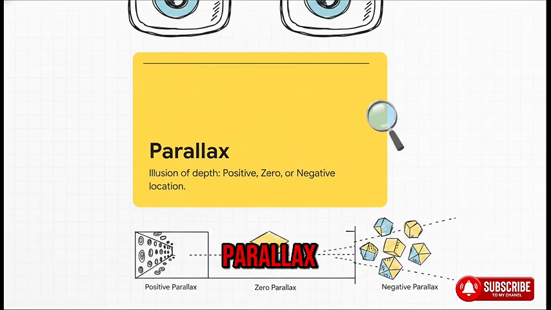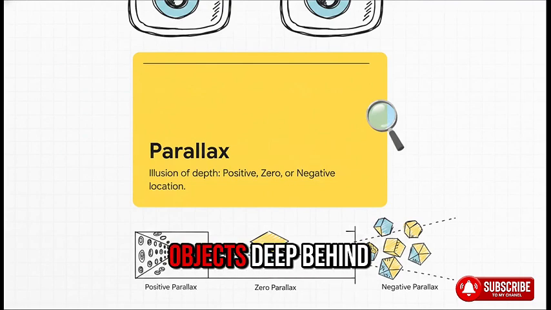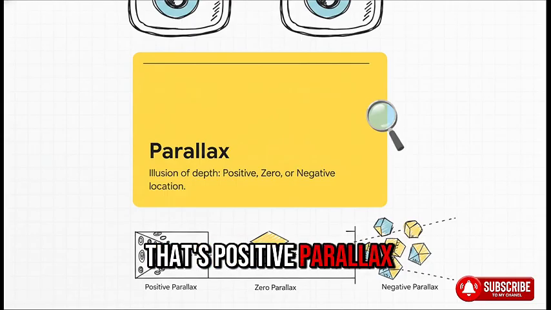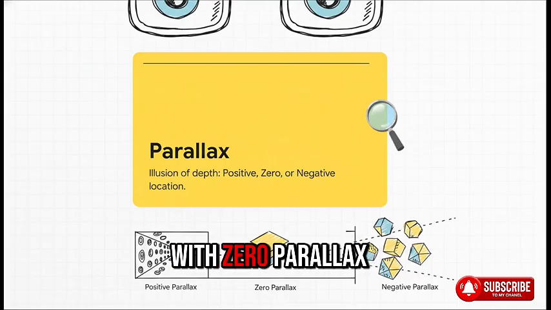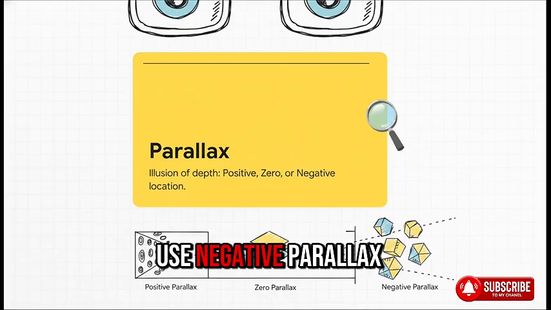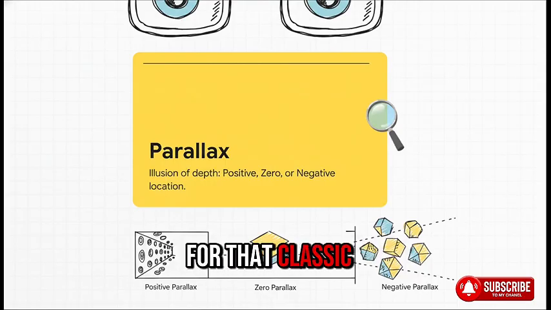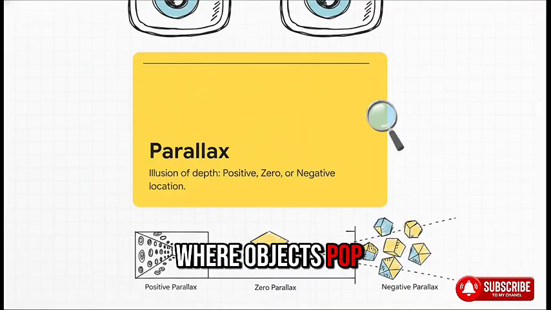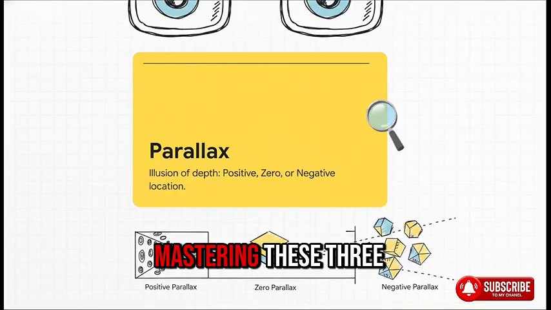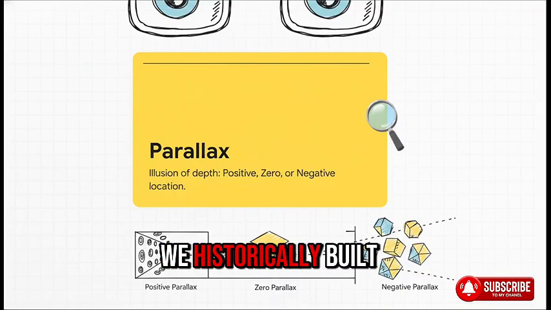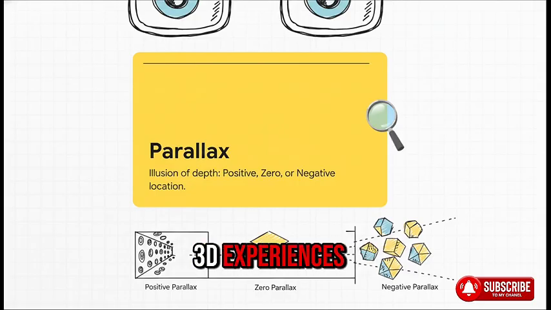Finally, we have parallax, which governs the illusion of depth on your display. You can push objects deep behind the screen like you're looking through a window, that's positive parallax. You can lay them completely flat with zero parallax, or you can use negative parallax for that classic 3D movie effect, where objects pop right out at your face. Mastering these three rules is exactly how we historically built 3D experiences.